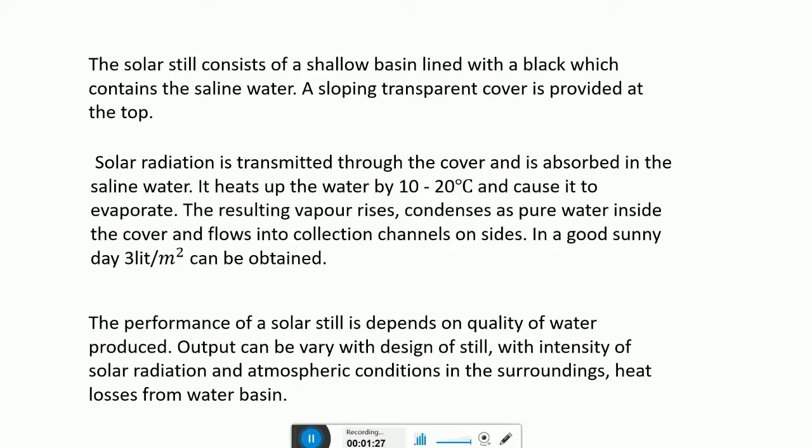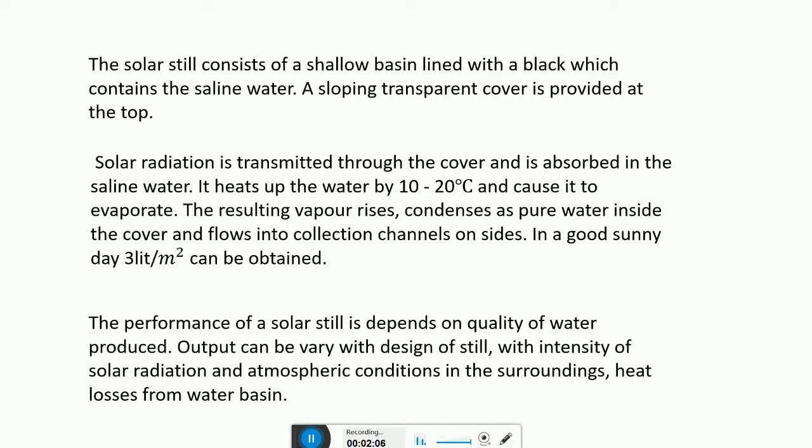Solar radiation is transmitted through the cover and is absorbed in the saline water. It heats up the water by 10 to 20 degrees Celsius and that water evaporates. The resulting vapor rises, condenses as pure water inside the cover and flows into the collection channels on the sides. On a good sunny day, 3 liters per square meter of distilled water can be obtained. This output depends on the dimensions of the still, that is, the basin.